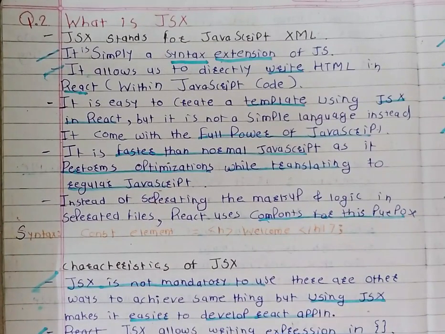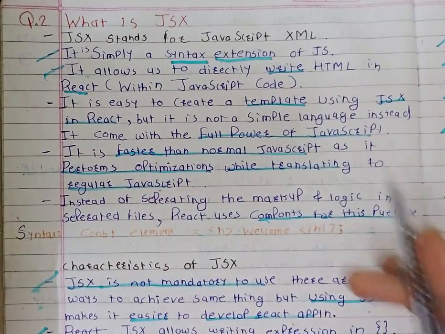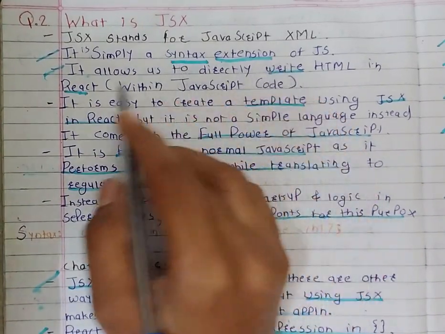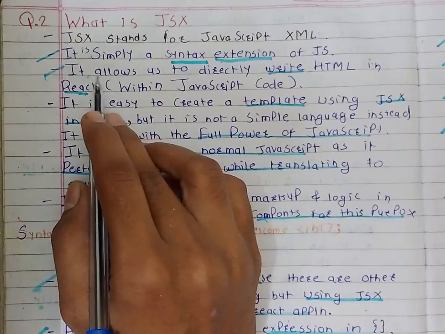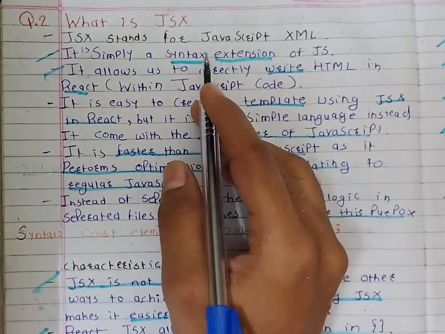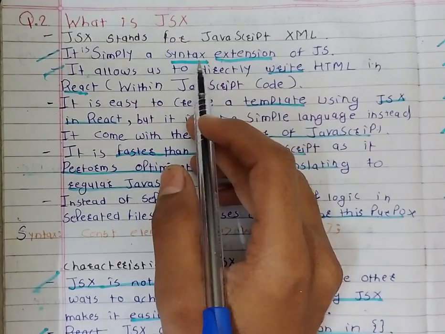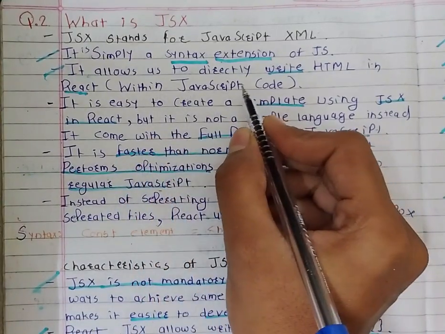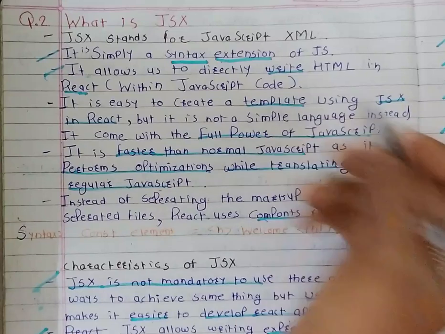Hello everyone. Today we are going to learn about what is JSX in JavaScript. So basically, JSX stands for JavaScript XML. It is simply a syntax extension of JavaScript. So basically, JSX is a combination of JavaScript and HTML. It allows us to directly write HTML in React within JavaScript's code.